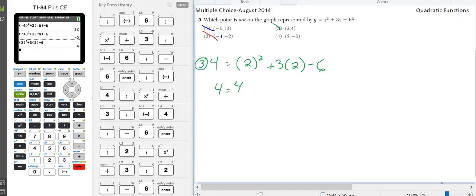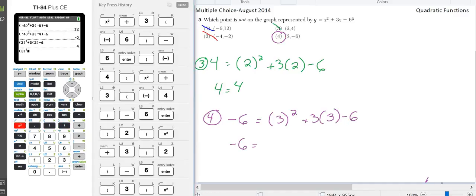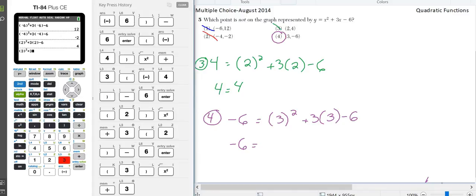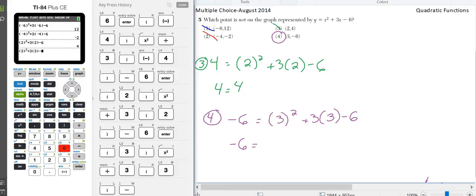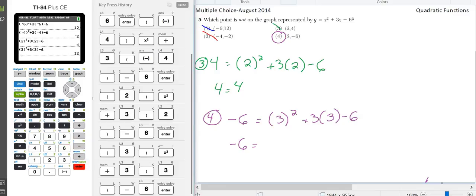So you could probably assume that choice 4 will be the answer to the question, but let's just check it just to be sure. Wherever we see a y, we're going to plug in a -6. Wherever we see an x, we're going to plug in a 3. Is -6 equal to 3 squared plus 3 times 3 minus 6? Enter. -6 is not equal to 12, so this point 3, -6 is not on the graph represented by y is equal to x squared plus 3x minus 6, so choice 4 is the answer to the question.